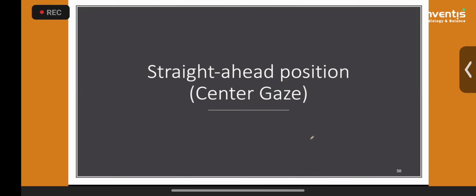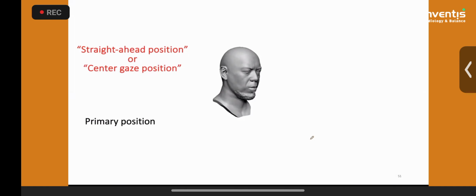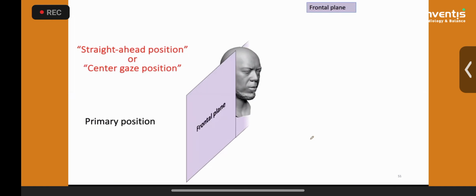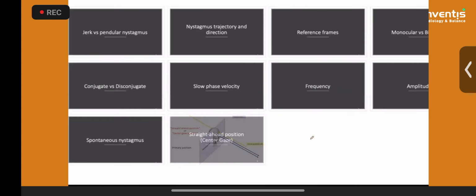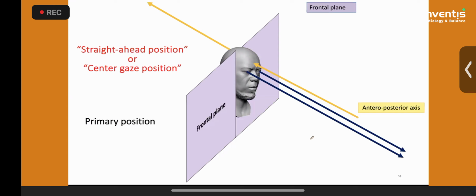Now let us look at what is meant by straight ahead position, which is also called center gaze. Whenever we are looking straight ahead, that is in the frontal plane, but in the anteroposterior axis, the eyes are looking forwards. That is nothing but the straight ahead position. Earlier it used to be called primary position, but the Barany Society recommends using this new terminology, straight ahead position or center gaze position.